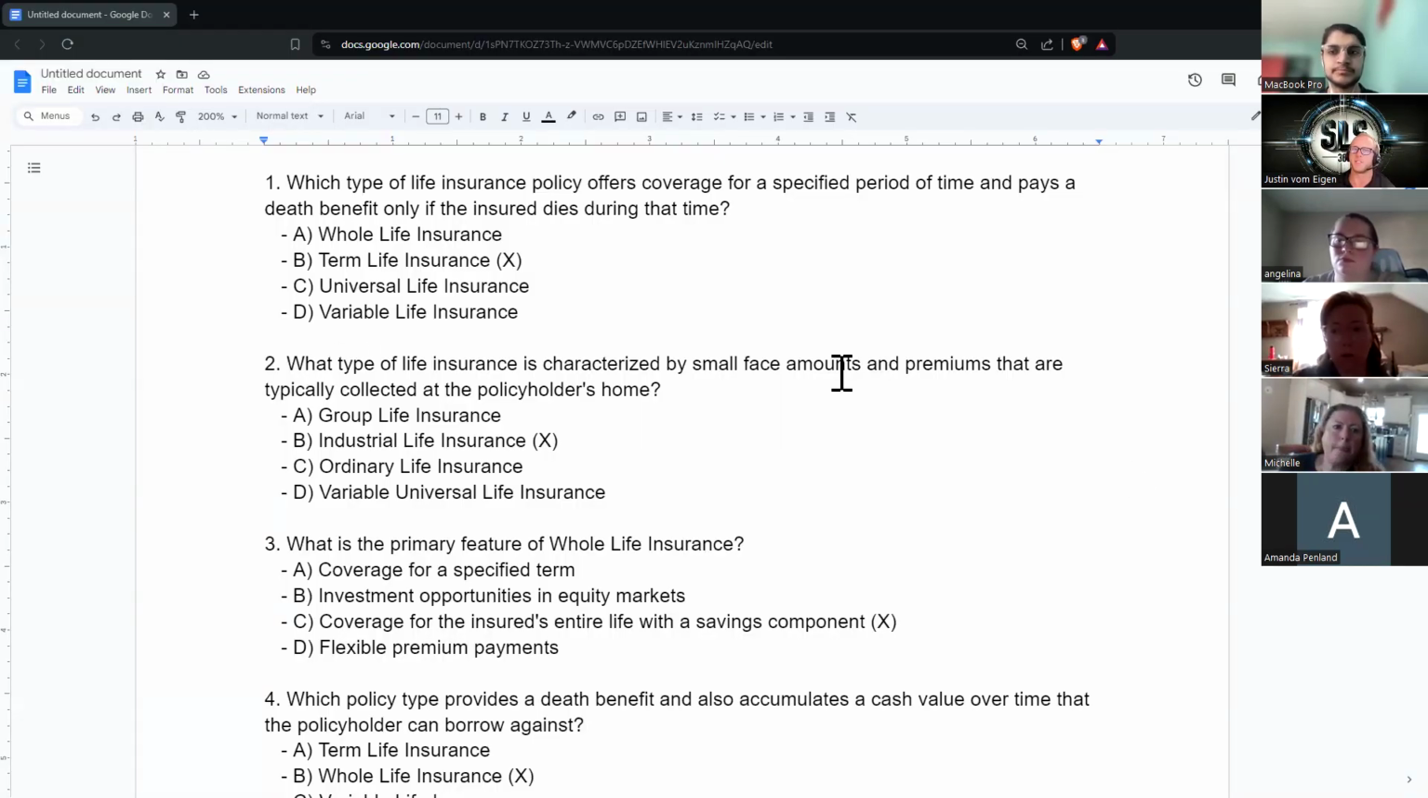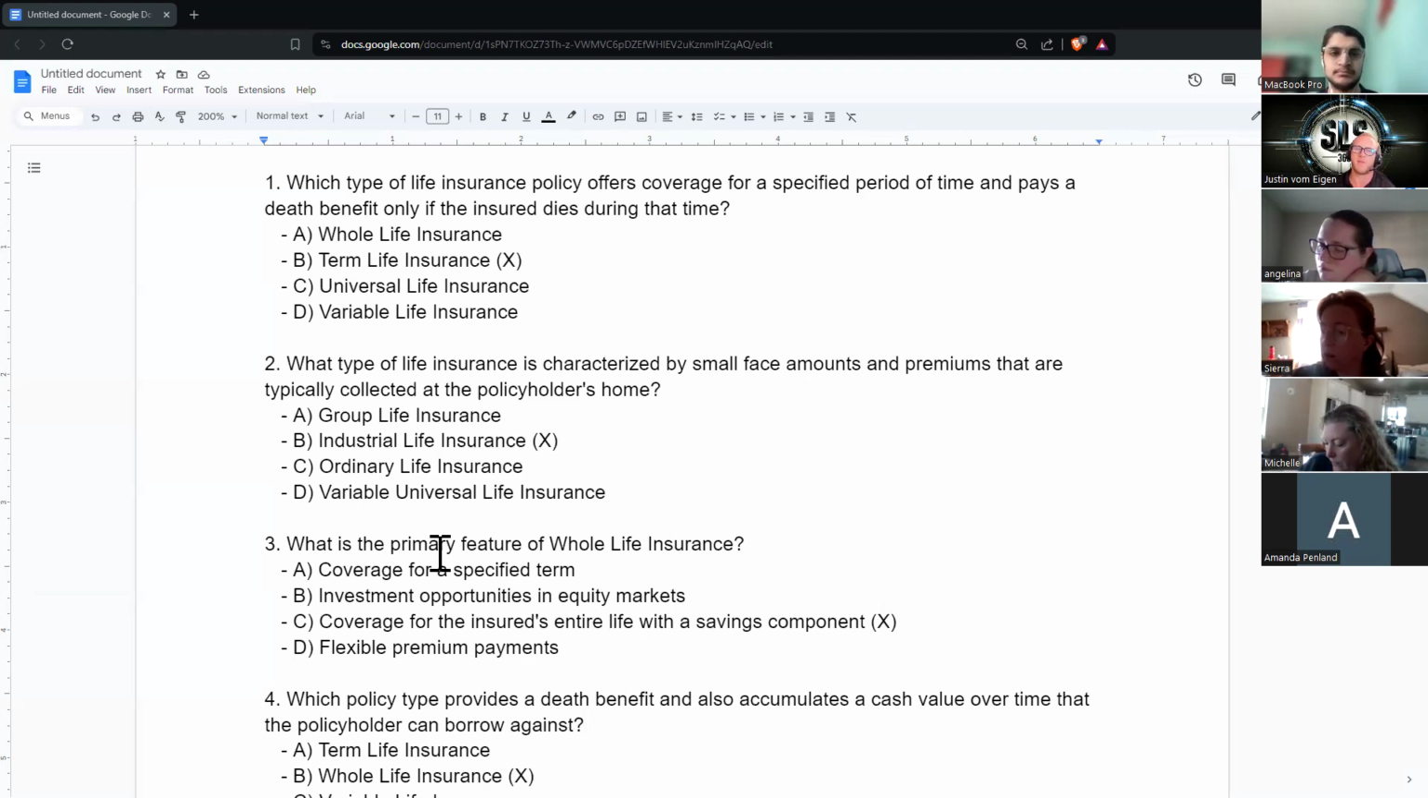What type of life insurance is characterized by small face amounts and premiums that are typically collected at the policyholder's home? So that's industrial life insurance. Industrial life insurance was mainly designed, it's not as big anymore. We sell a version of industrial life insurance, final expense life insurance. It's designed to mainly cover final expenses, so it's like a few $1,000s for a face amount. It's not these massive plans. That's what we sell here. Final expense, anywhere from $5,000 to $50,000 of life insurance typically is what we sell.